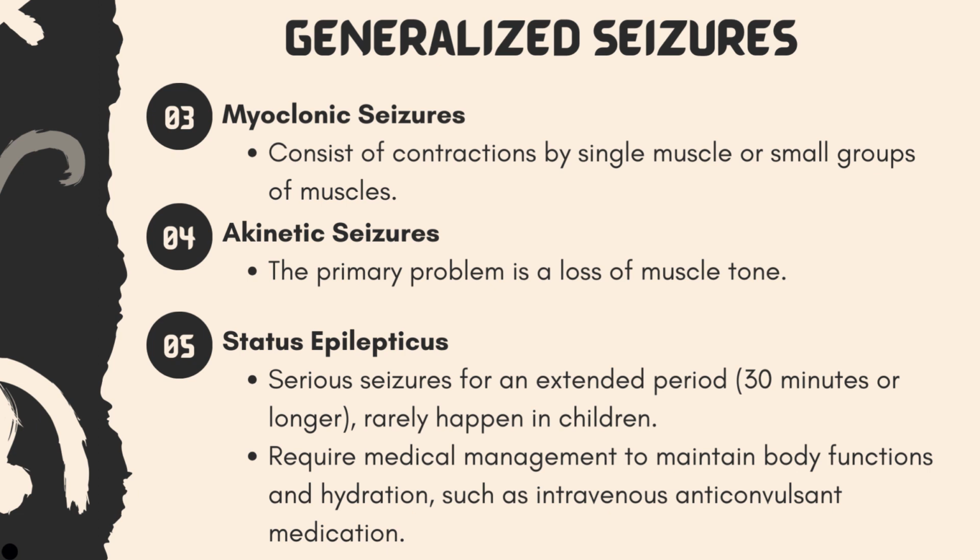The other two mild forms of generalized seizure are myoclonic seizures, which consist of contractions of a single muscle or small group of muscles, and akinetic seizures, in which the primary problem is the loss of muscle tone. Children rarely have serious seizures for an extended period of 30 minutes or longer. These extended seizures are called status epilepticus and require medical management to maintain body functions and hydration. Intravenous anticonvulsant medication is also indicated to treat this condition.